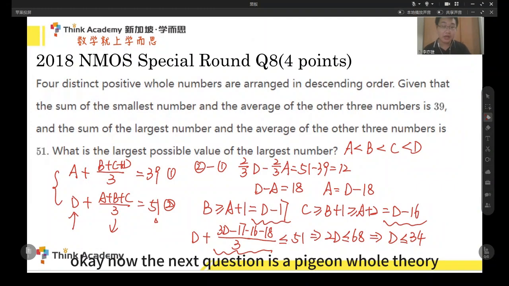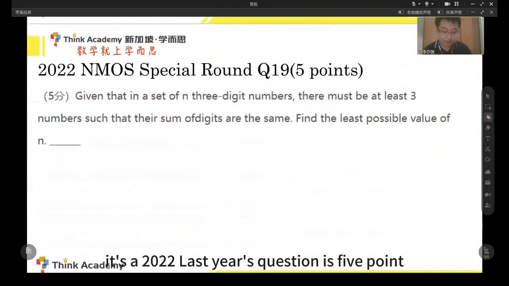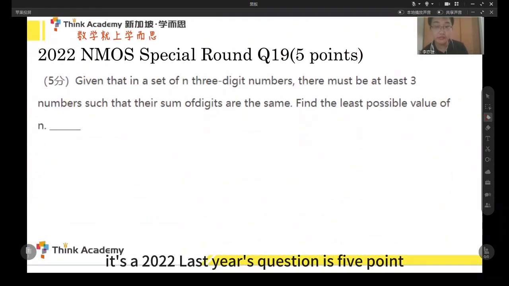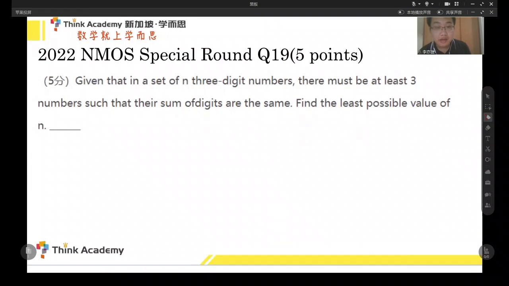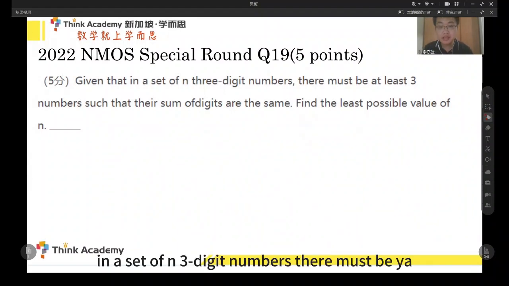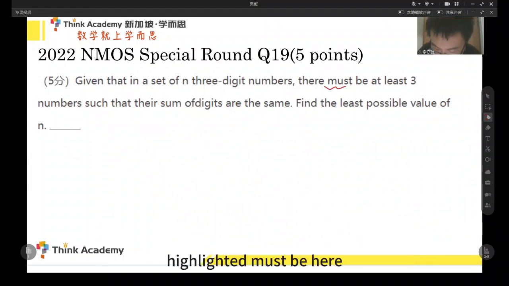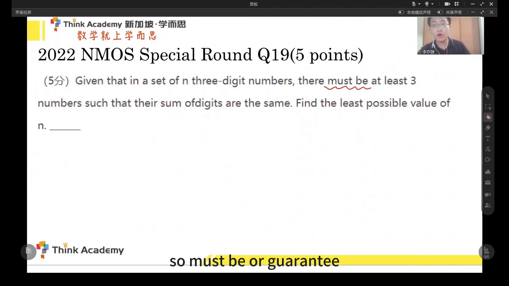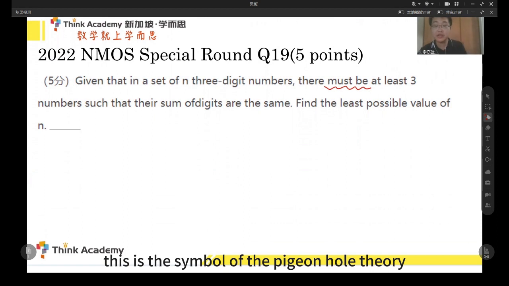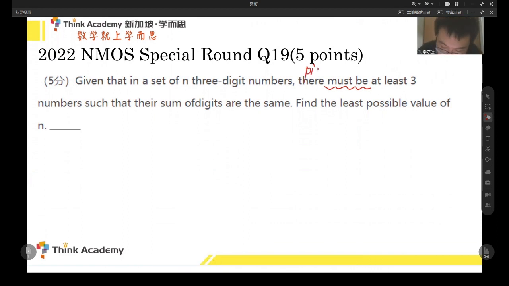Okay, now the next question is a pigeonhole theory. It's a 2022 question, last year's, worth 5 points. So, in a set of n 3-digit numbers, there must be, highlight the "must" here. So, "must be" or "guarantee", such words are the symbol of the pigeonhole theory, or theorem, I don't know, maybe a theory here. So, there must be 3 numbers that have the same sum of digits.